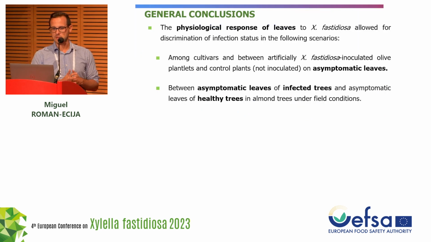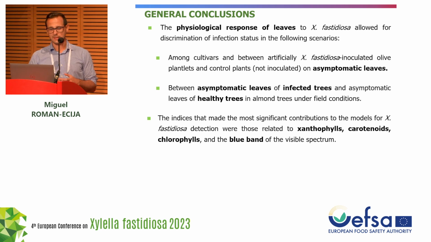So the general conclusion of this work is that the physiological response of a leaf to Xylella fastidiosa allows for the discrimination of infectious status in the following scenarios: among cultivars and between artificially Xylella-inoculated and control plants on asymptomatic leaves, and between asymptomatic leaves of infected and healthy trees in almond in field conditions. The indices that made the most significant contribution to the models were those related with xanthophyll, carotenoid, chlorophylls, and the blue band of the visible spectrum.